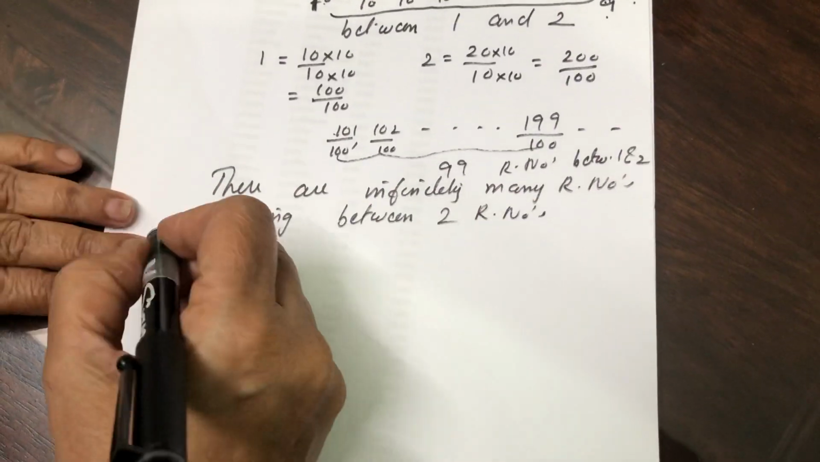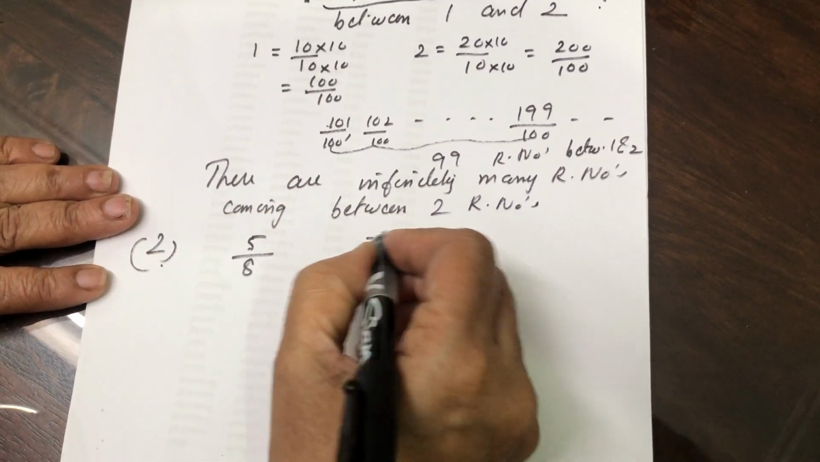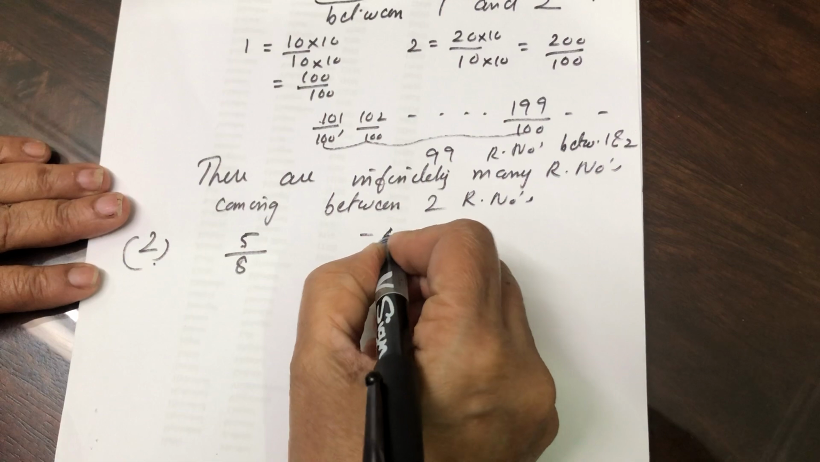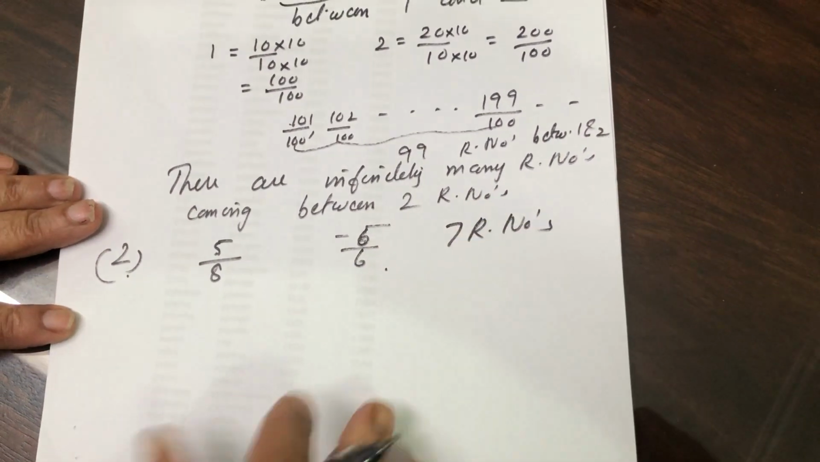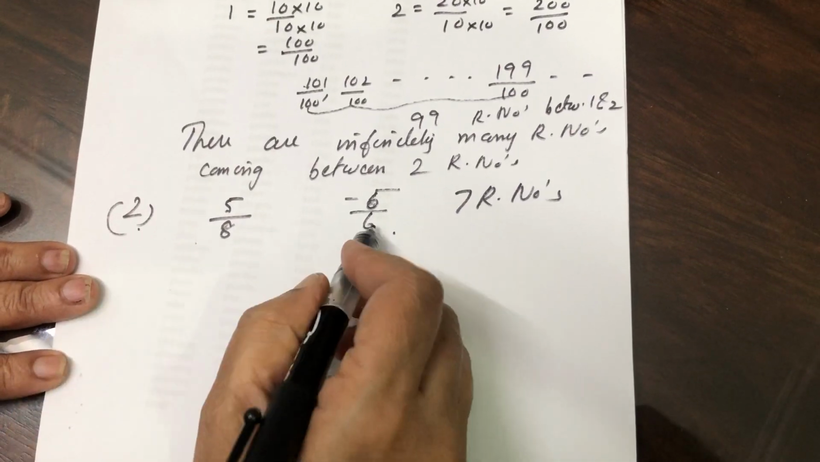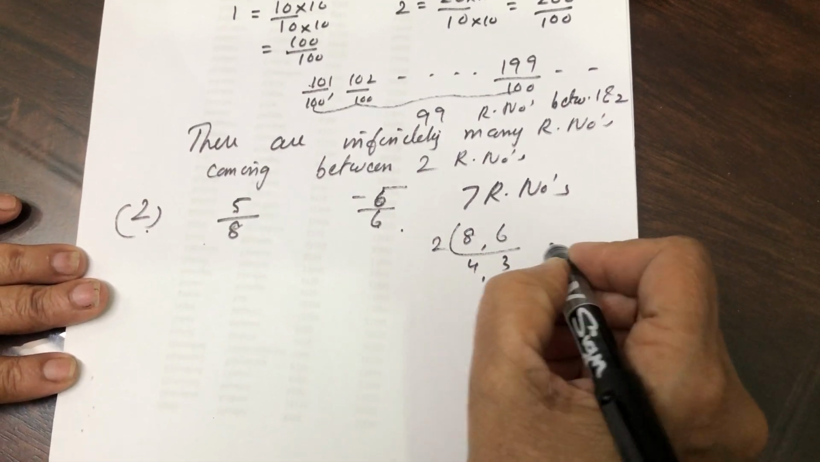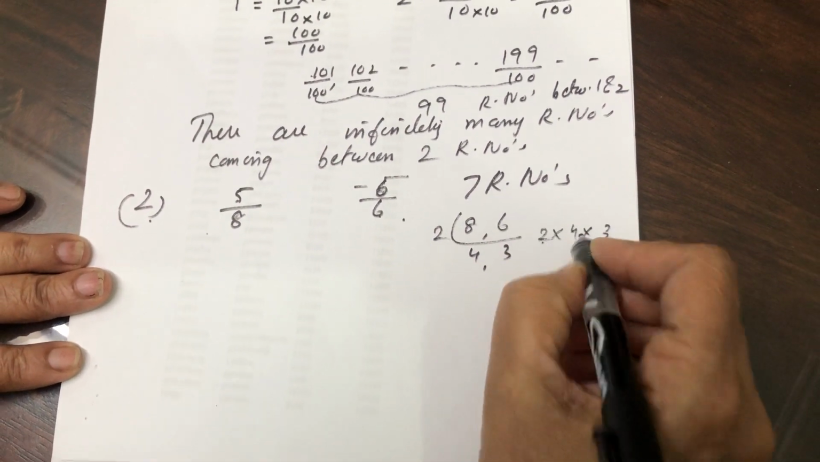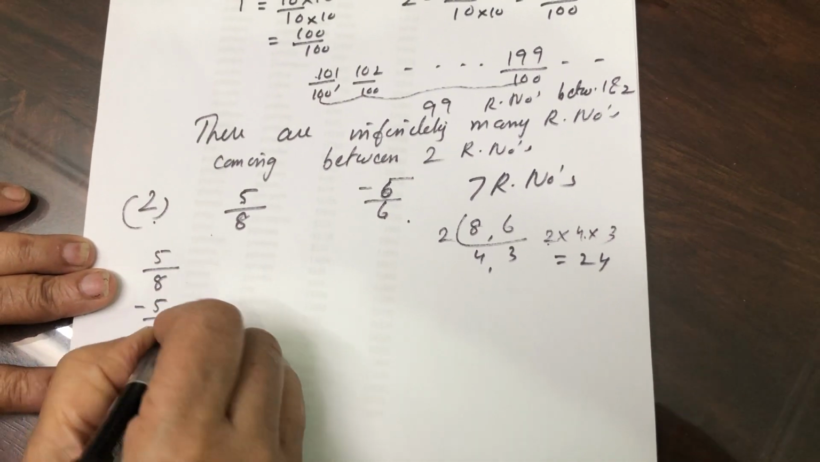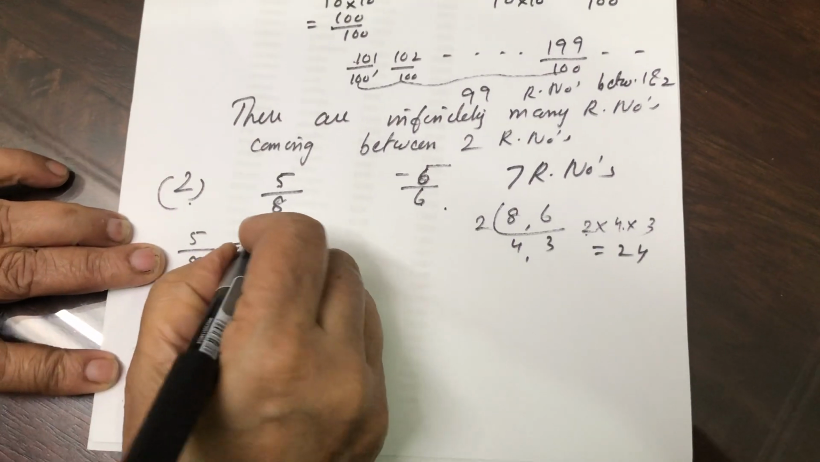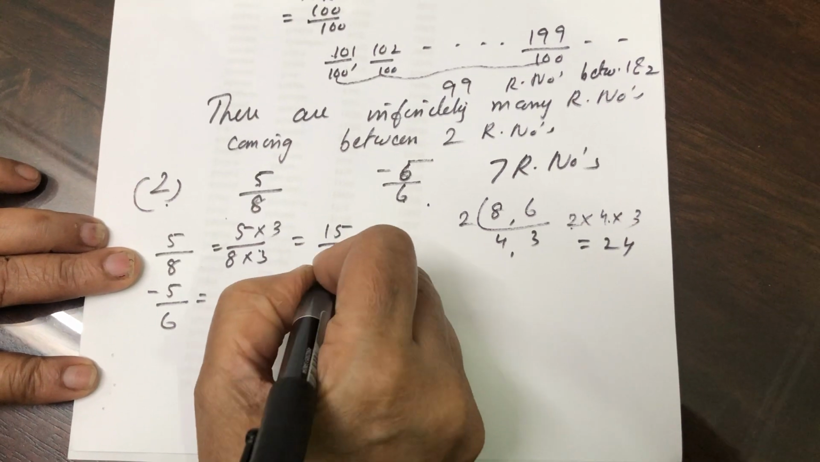So one more example I will show you. You take 5 by 8 and minus 5 by 6. Write down 7 rational numbers in between. Here the denominator is different. You take the LCM of 8 and 6. So it is 2 into 4 into 3, 24. So for 5 by 8, make the denominator 24. 8 into 3, so multiply by 3 also in the numerator. So it is 15 by 24.